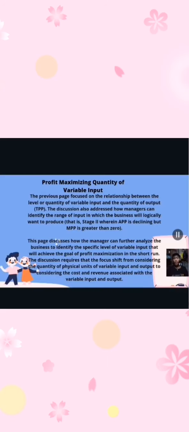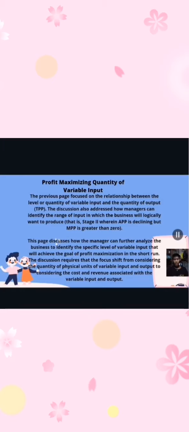Profit maximizing quantity of variable input. The previous page focuses on the relationship between the quantity of variable input and the quantity of output, or TPP. The discussion also addresses how managers can identify the range of input in which the business will logically want to produce, that is, stage 2, wherein APP is declining but MPP is greater than 0.